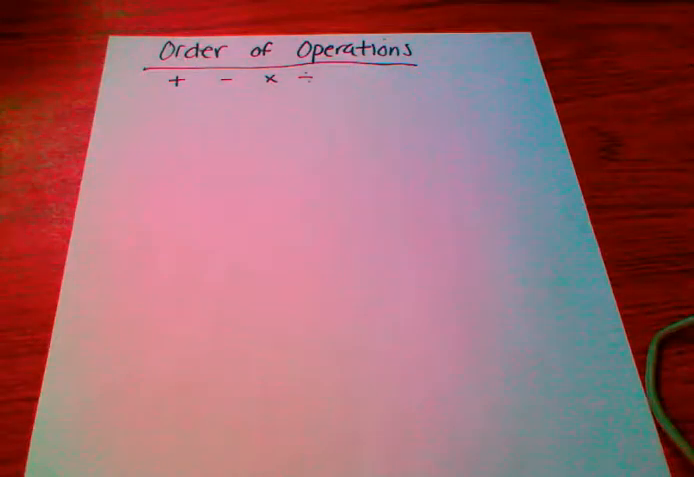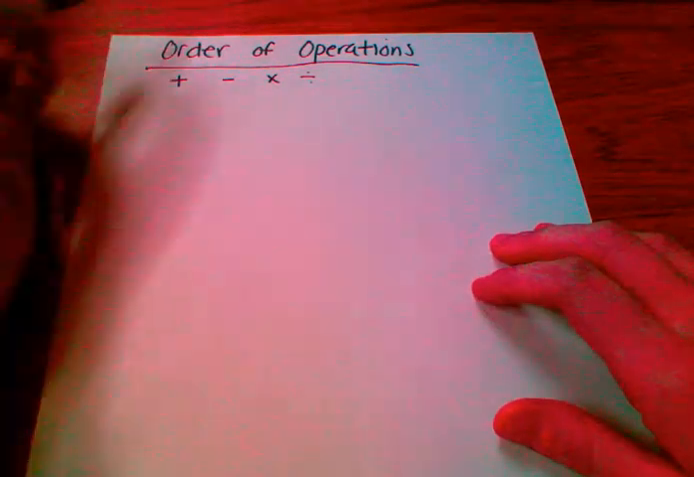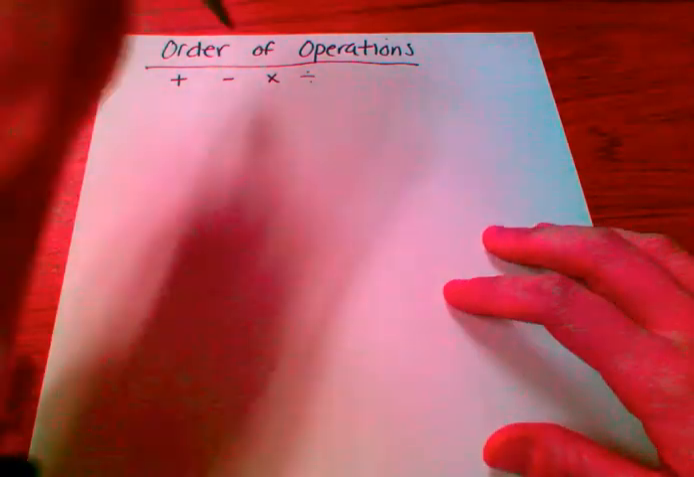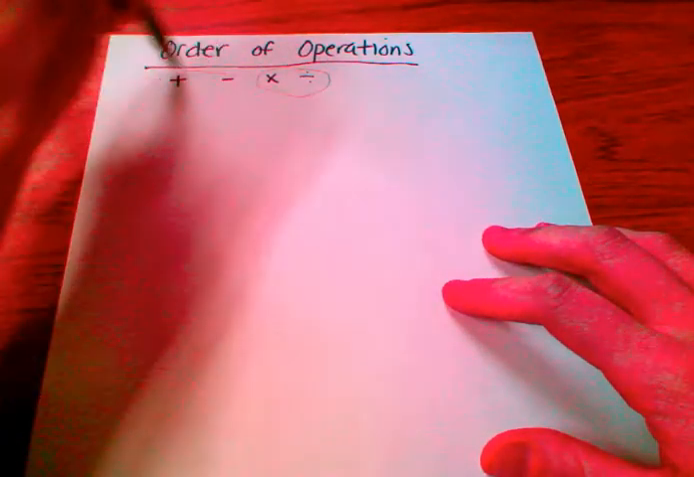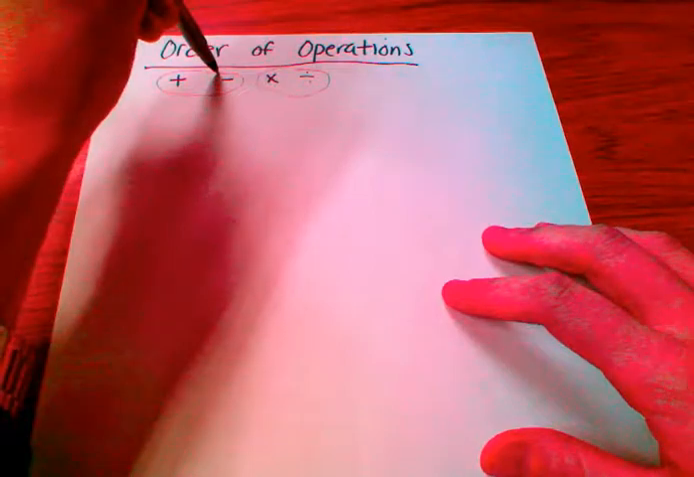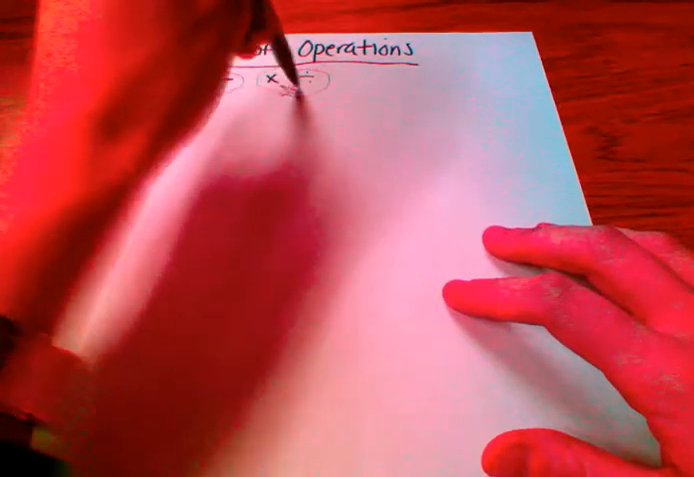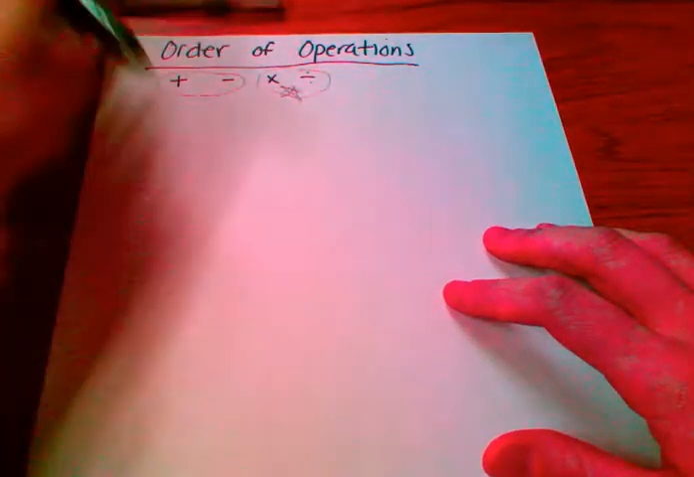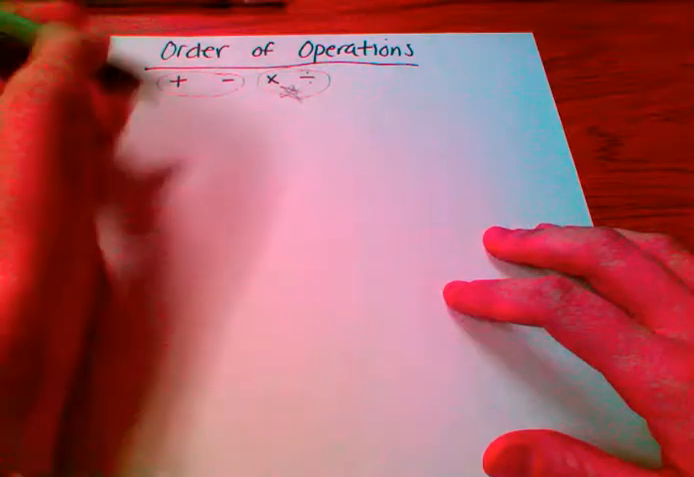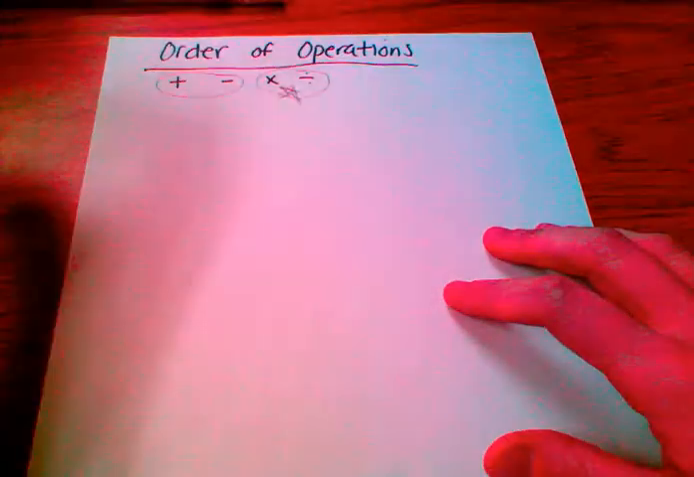So the first thing to understand is that multiplication and division are always grouped together, and addition and subtraction are always grouped together. Multiplication and division hold a priority over addition and subtraction. So anything that's being multiplied or divided will happen first. And you always want to work from left to right, just the same way when you read.